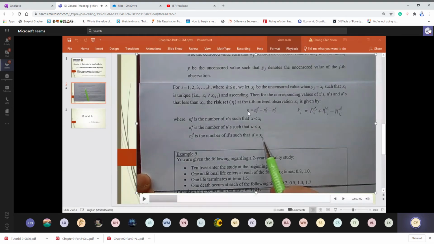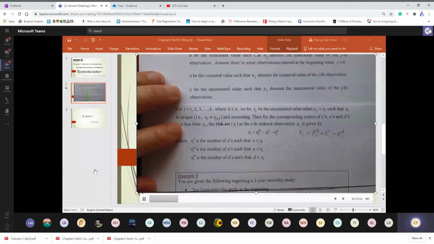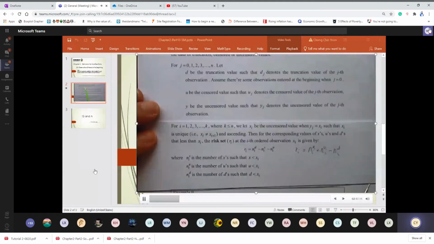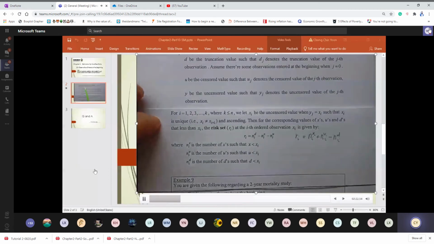For the second method, you have to do another round, that is not this. You have to take this minus this. And the condition for this frequency is opposite, that is now strictly less than. Previously it was more or equal, right? Now it is strictly less than. Please take note. So if you consider the observation entered at the beginning, then you have to use this formula to count. I will show the example later.